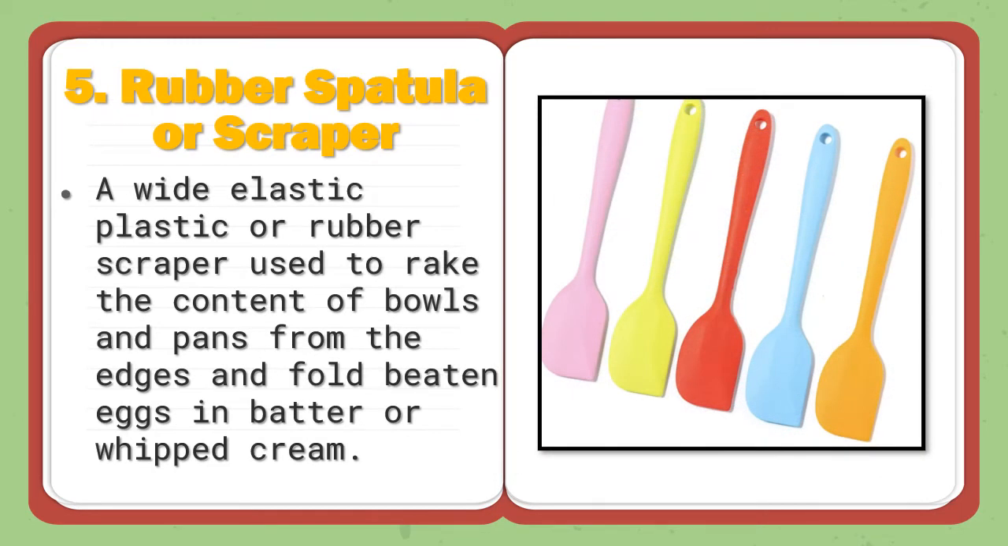Next, number 5, we have rubber spatula or scraper. This is an example of the rubber spatula or scraper. It is a wide elastic plastic or rubber scraper used to rake the content of bowls and pans from the edges and fold beaten eggs in butter or whipped cream. So ito, class, ginagamit natin. For example, mayroon tayong mixture ng butter. So, pang-scrape natin siya para lahat ng mixture natin ay hindi masasayang when you're going to transfer it in a baking pan.